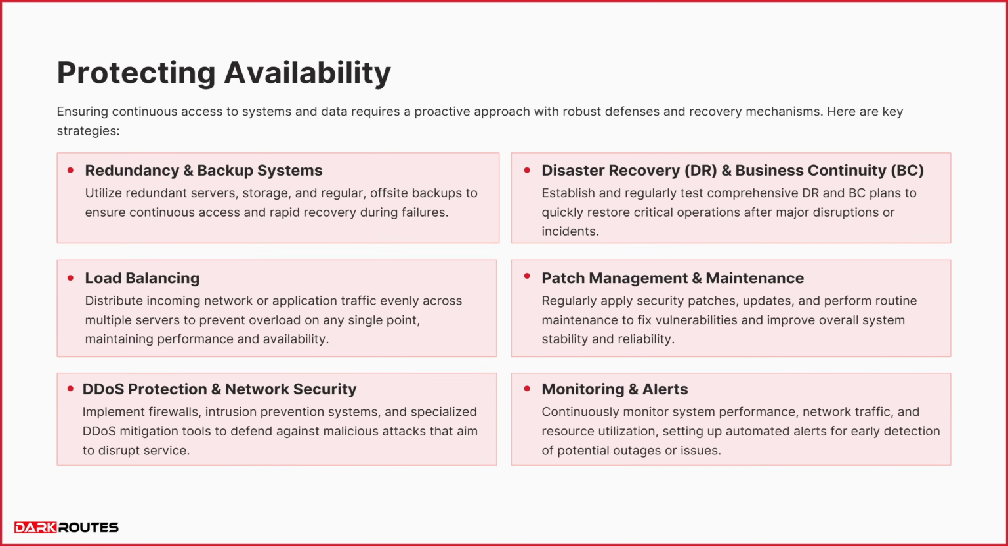And lastly, we have continuous monitoring and alerts. Consistent system monitoring allows teams to detect anomalies like high CPU usage or unusual network activity before a complete failure happens. Early alert means early action, which reduces the downtime dramatically.